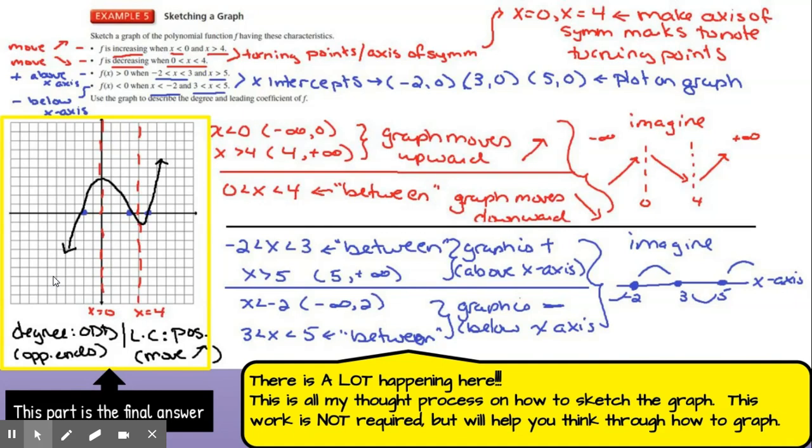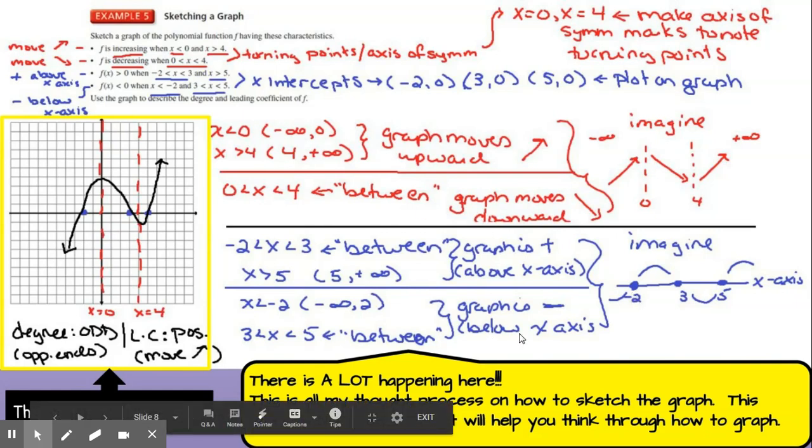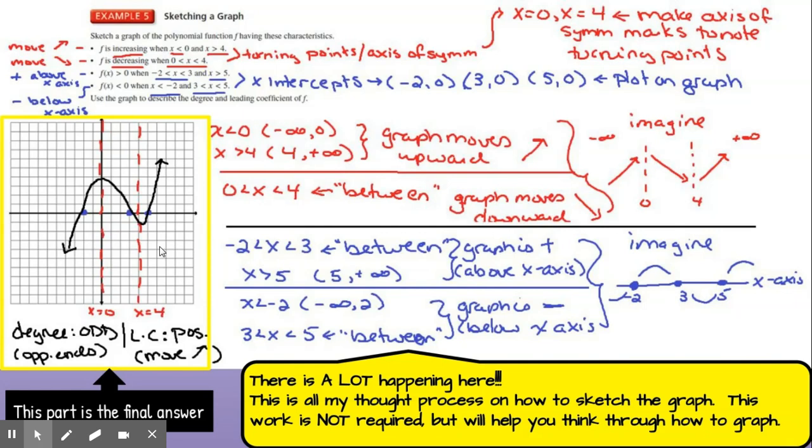Okay, so again, this is my final answer. You do not have to write all of this out. I will write it out each time we do these just to help people who need to see all of that. But some people can go right in their heads to this part right here, and that is great. We will continue doing a bunch of these problems together to help you out with sketching the graph.